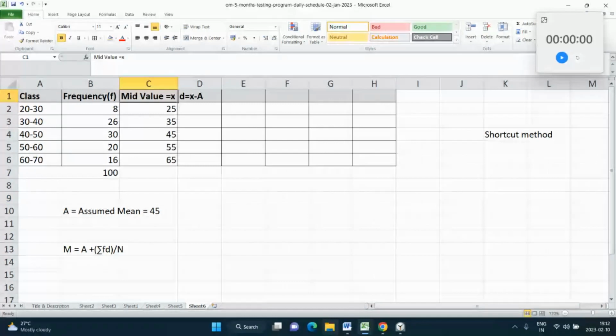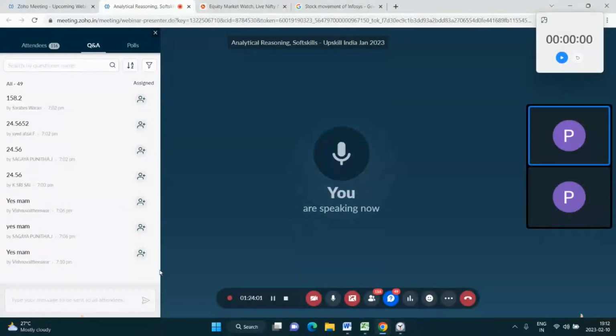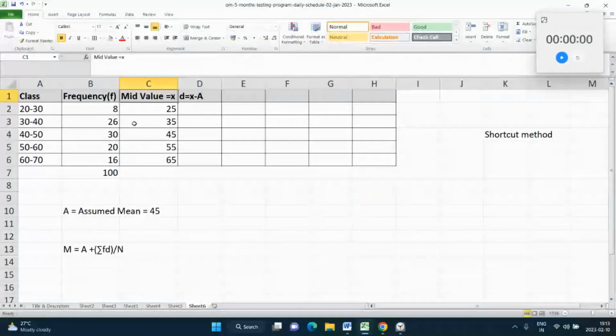Understood till this point? Did you understand till this point, children? Vishnu Vaitishwar, Sri Sai, Sahaya Punita, Sarveshwaran. So all of you got it? Got till this point. Now we will continue.